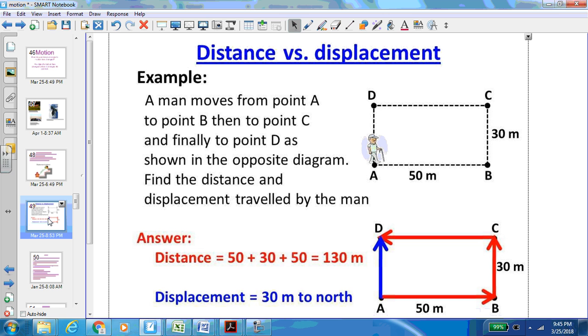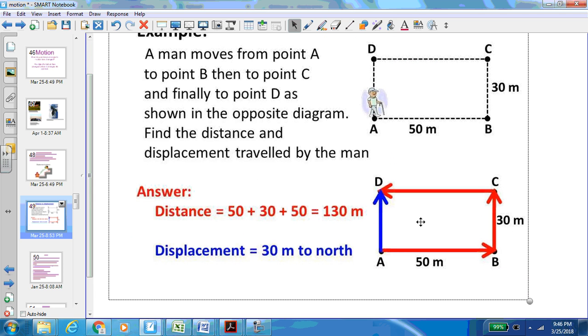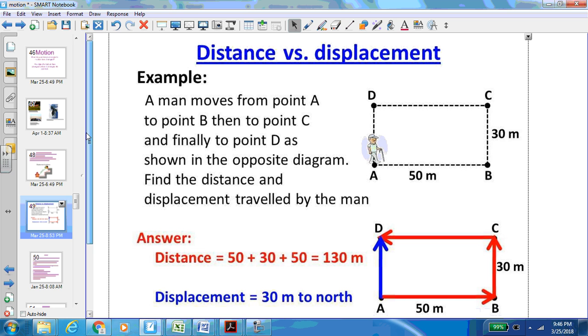If a man moves from point A to point B to C, and finally to D, as shown in the opposite diagram, find the distance and displacement traveled by the man. Well, first of all, if we look at this diagram, we can see that the red arrows represent the distance that he traveled, which was 50 meters plus 30 meters plus another 50 meters, which will give you a total distance of 130 meters. However, his displacement is just the distance between his starting point, which was A, and his ending point, which was D, which here on this diagram would be 30 meters, and then including a direction would be to the north. So that shows us the difference between distance and displacement.